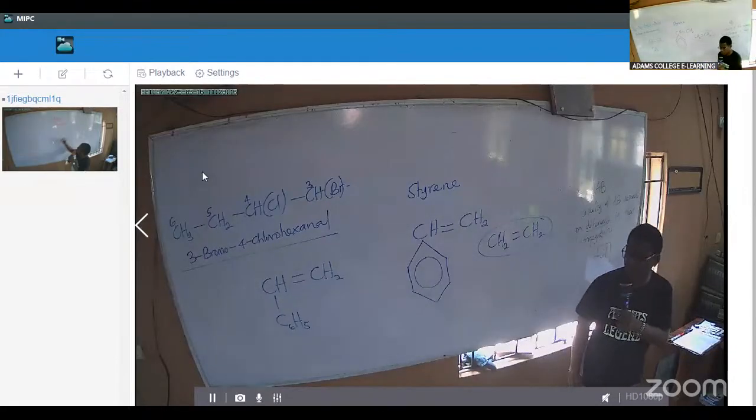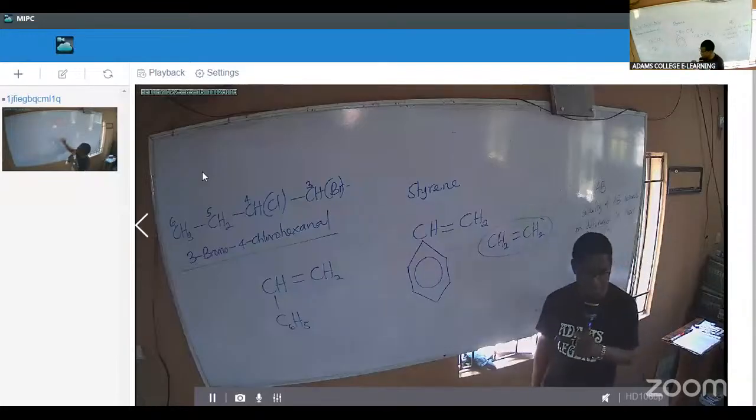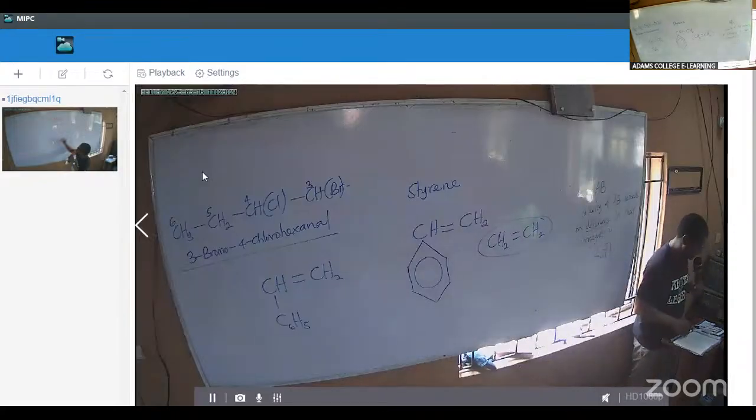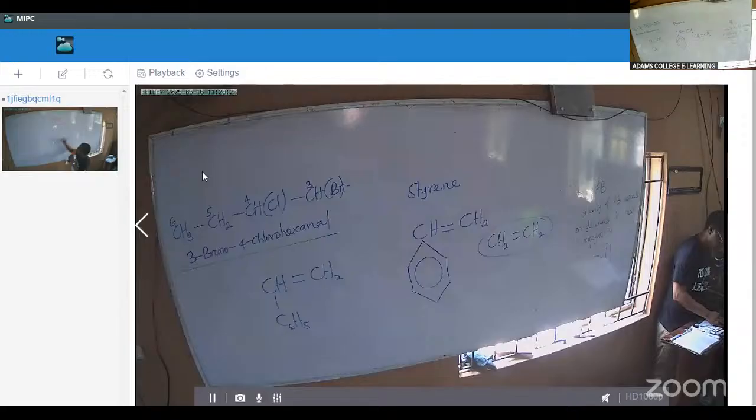Let me give you some short notes on that. The following are the uses of styrene. Number 1, it is employed for making plastic and paints. Number 2, it can also be used for making synthetic rubber.